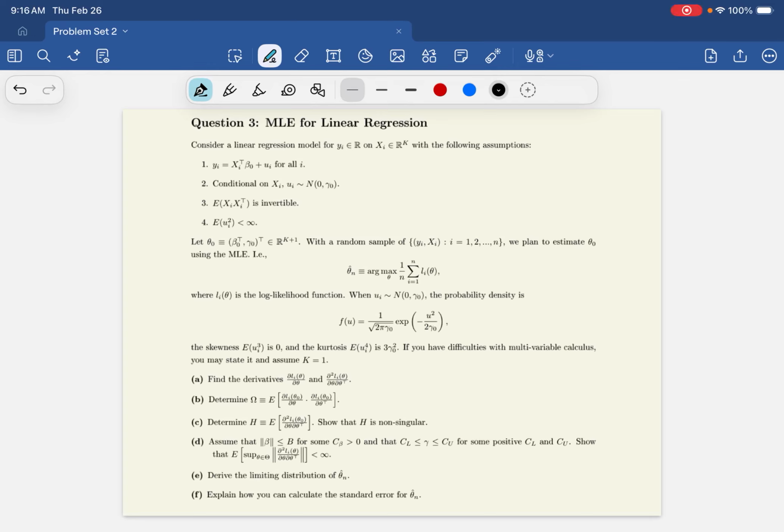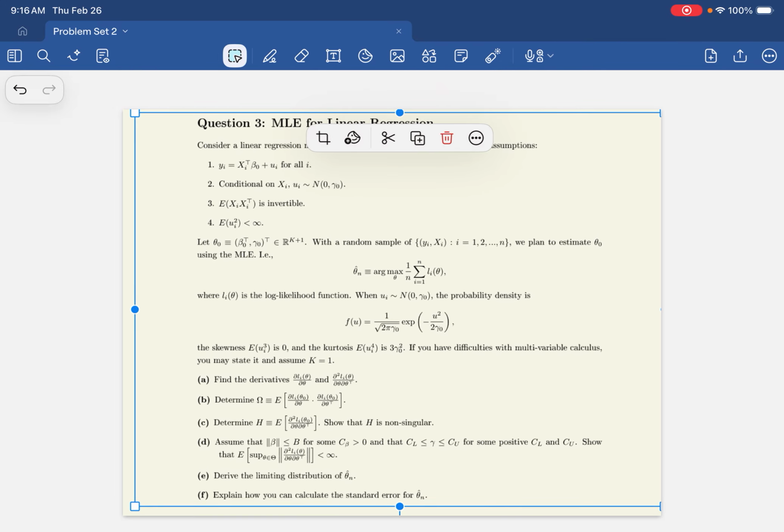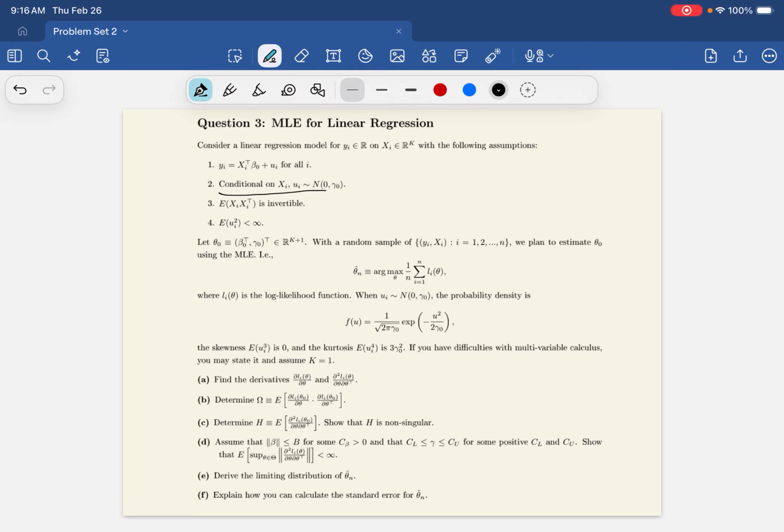So this is the third trial for the linear regression model. Now we are going to take the maximum likelihood estimator approach. So the difference here is the second assumption, right? Conditional on x, the error term follows a normal distribution with mean 0 and variance gamma 0.